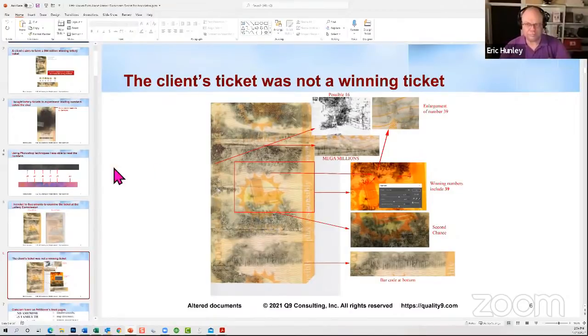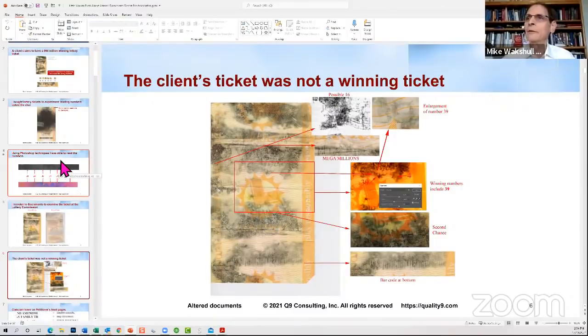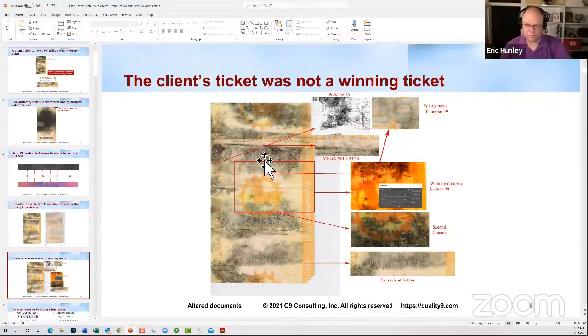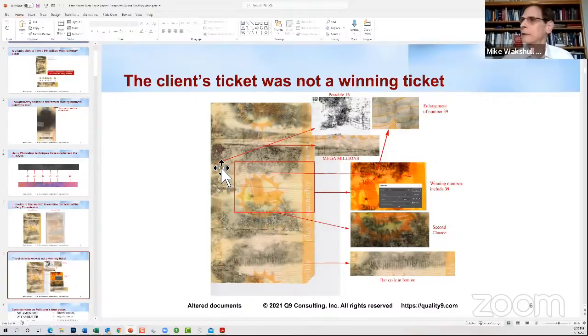When we go back, 30 was not one of the winning numbers. 39 was, but not 30. So just seeing that number there said, this is not the winning ticket. And what I did here is I captured part of the technique I used, so I could go back and replicate it if necessary. I'm just pointing out certain areas, and on here I can maybe make out a 16. 16 was not one of the winning numbers. And the rest of the numbers were invisible because they were washed out with the cologne and everything else.